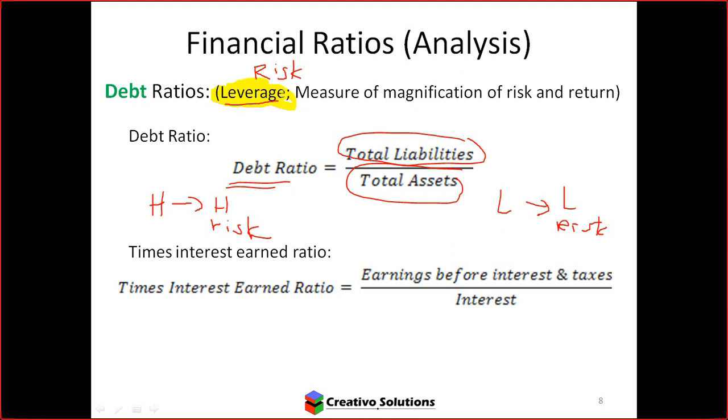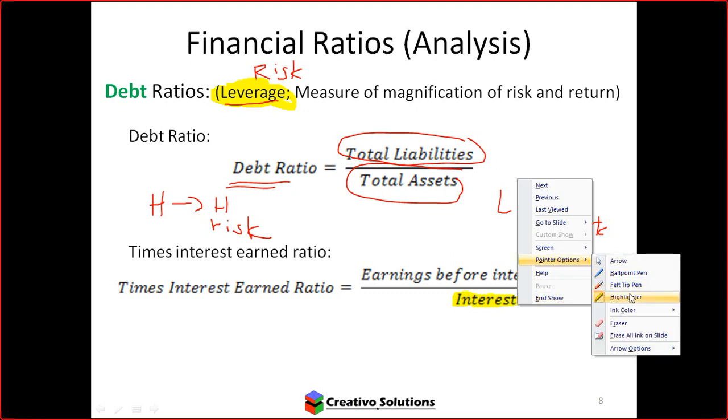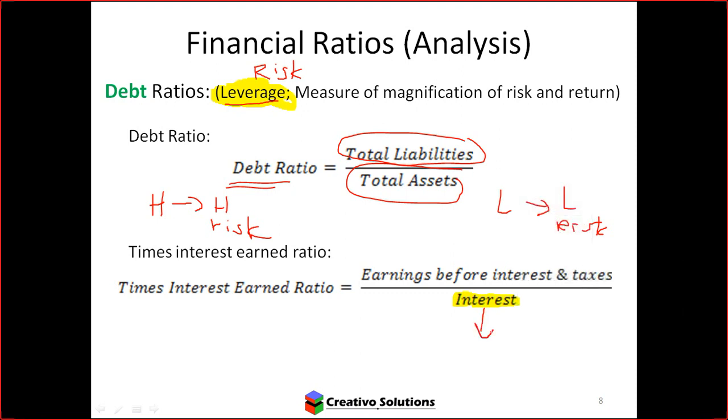And then you've got times interest earned. EBIT, earnings before interest and tax, over the interest. The bigger this ratio is, the better, because I'm covering more of my interest payments. Remember, interest is a financing cost for who? The business. Yeah, we're looking at companies. So interest would be paid by companies, and that would be seen as an expense, which is an outflow of cash.